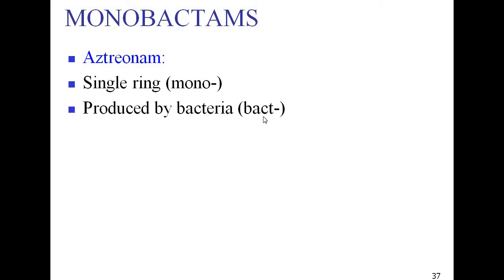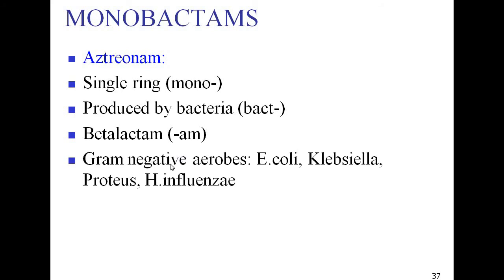Now we come to the monobactams. The example we have here is aztreonam. It contains a single ring, that is a monobactam, derived from bacteria, so the bact part of its name, and is a beta-lactam. So aztreonam is a monobactam, effective against gram-negative aerobes like E. coli, Klebsiella, Proteus and H.